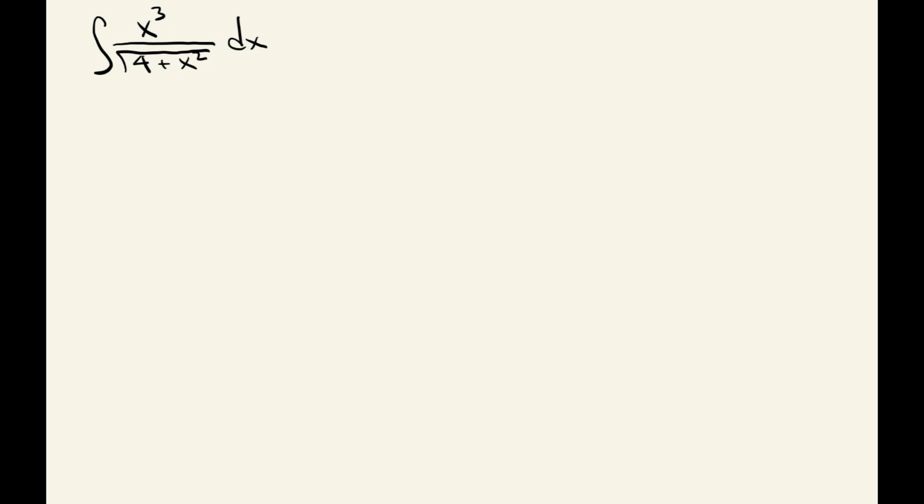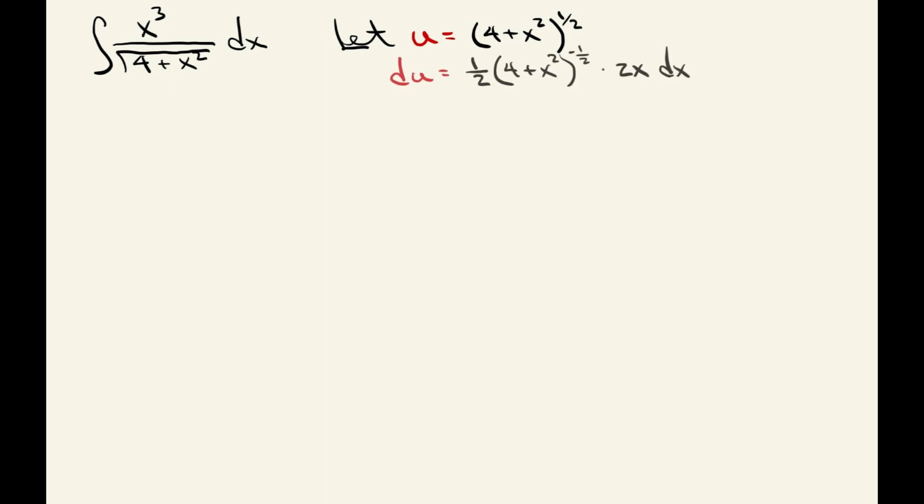In order to integrate x cubed over the square root of 4 plus x squared dx by u-substitution, this time we're going to let u be the entire denominator, (4 plus x squared) to the 1/2 power. Well, du then is going to be the derivative of that: 1/2 times the quantity 4 plus x squared to the negative 1/2 power times 2x by the chain rule, dx. So isolating dx gives us the square root of 4 plus x squared, all divided by x, times du.